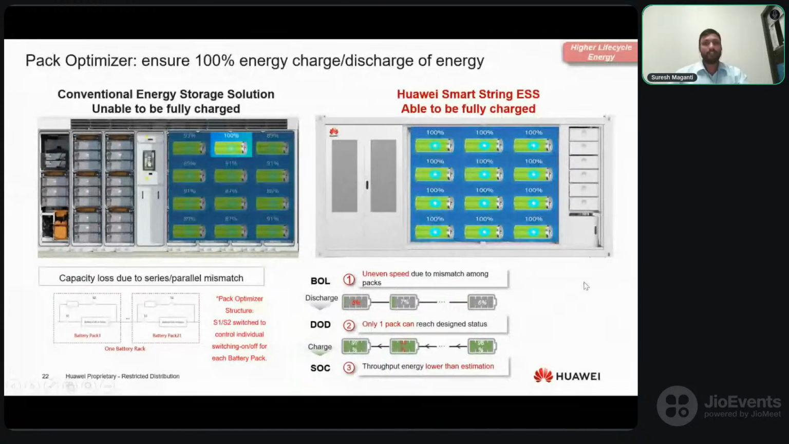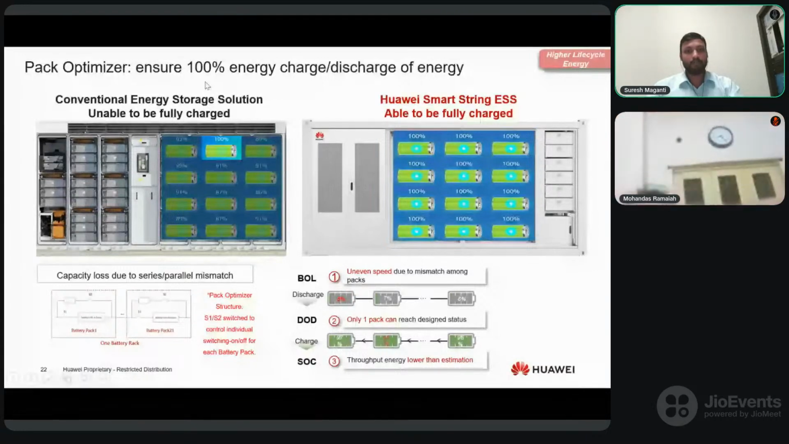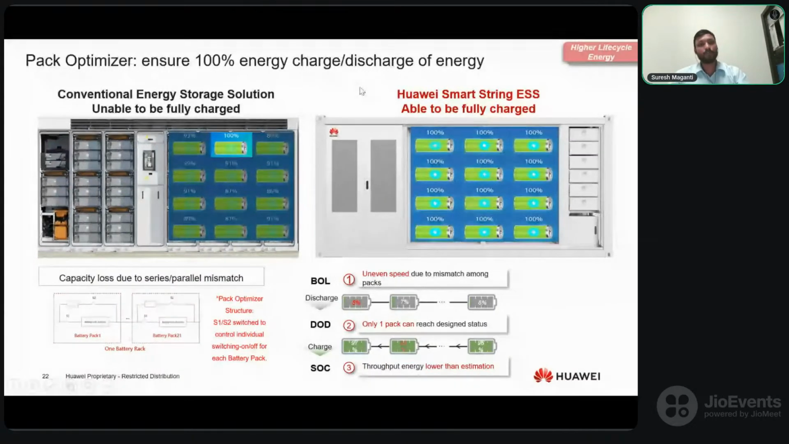So this will yield more energy. For example, if you take a 1 gigawatt power plant storing energy, this pack optimizer will improve the battery energy storage by 5%. That means during charging time, we will have 25 megawatts of extra room to charge more energy. At the time of discharge, we will have 25 megawatts of energy to discharge when we account for a 1 gigawatt plant. So this is the beauty of this one.